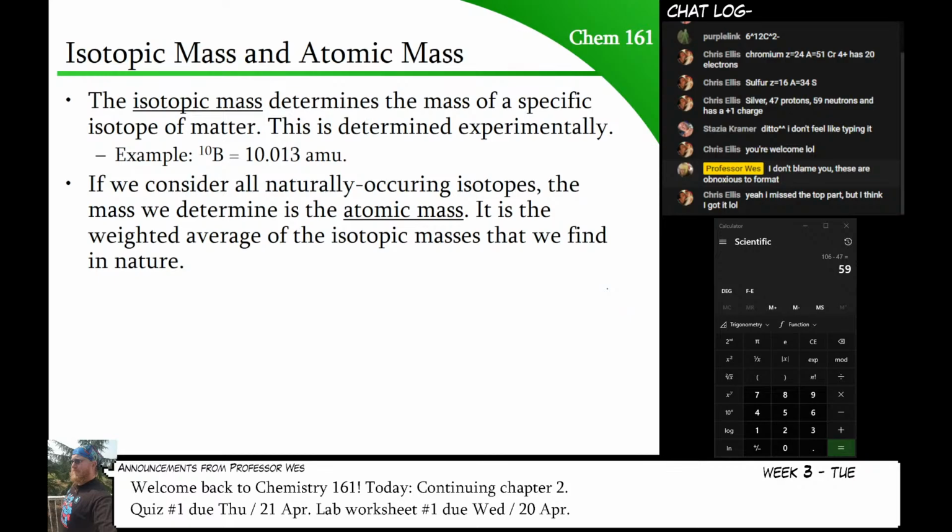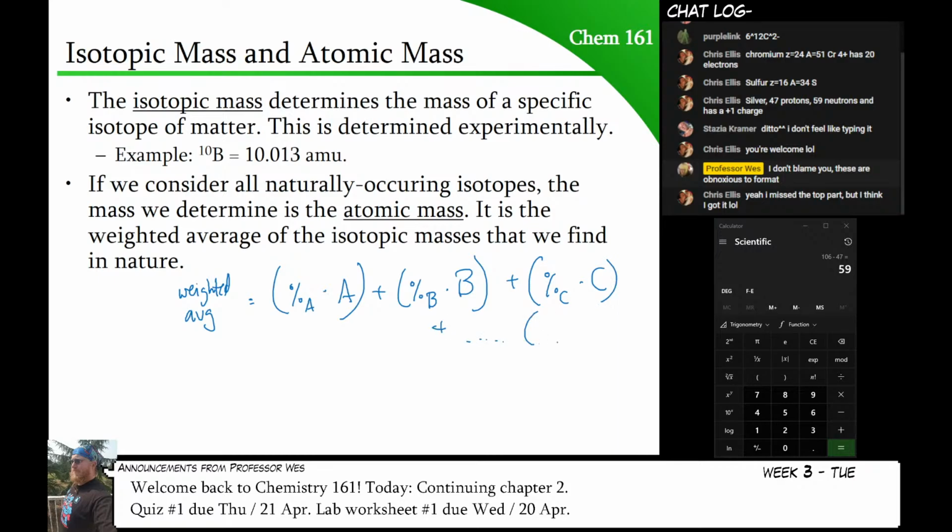If you take the weighted average of all the naturally occurring isotopes, you get the atomic mass. And that means we need the weighted average formula, which would be this. The weighted average is equal to whatever percentage of the first thing you have times its amount, plus whatever percentage of the second thing you have times its amount, plus whatever percentage of the third thing you have times its amount, plus, and you do this over and over until you've done all of the things.